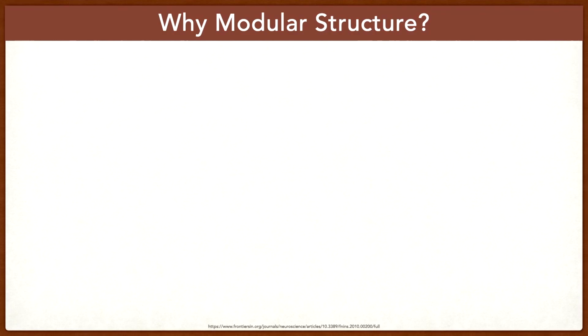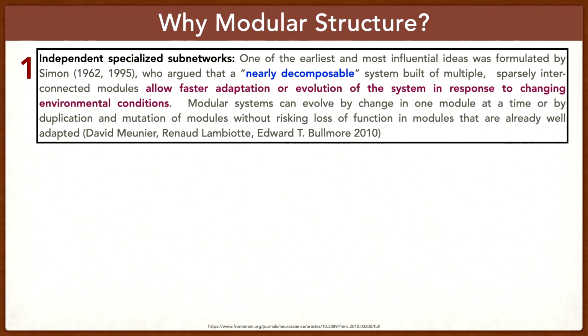Okay. And so why be modular? A modular organization provides independent specialized subnetworks. This is one of the ideas formulated by Simon, that nearly decomposable systems built of sparsely interconnected modules allow faster adaptation in response to changing environmental conditions. It means the system may adapt to the environment without changing the entire network, because of the modular organization.